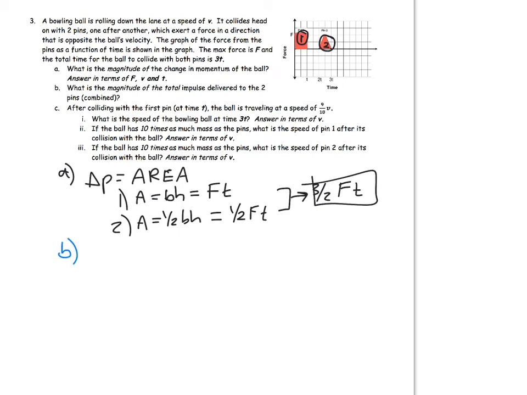For B, we want to know what is the magnitude of the total impulse delivered to the two pins combined, and that's going to be the same as the bowling ball. We know they exert equal forces on each other, so that means that the change in momentum for the two pins is going to be the same as the bowling ball. So 3/2 ft.